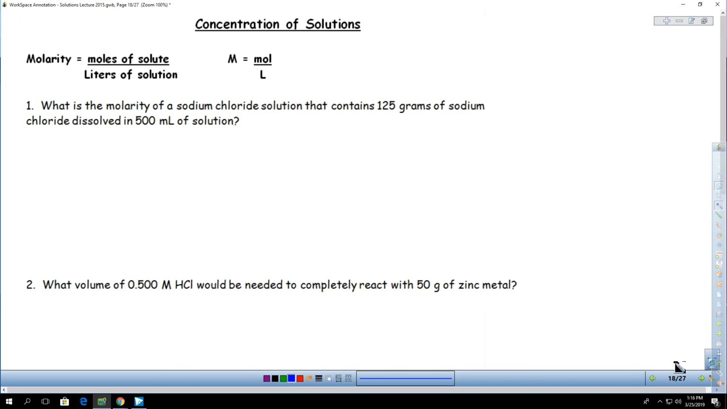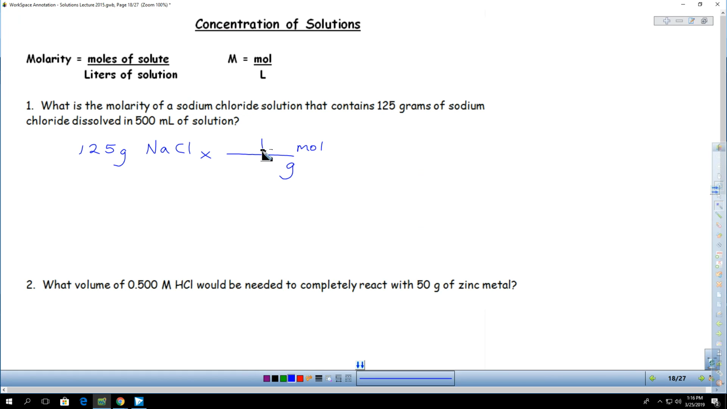So when I see something like number one, and they're asking me to calculate the molarity of a sodium chloride solution that contains 125 grams of sodium chloride dissolved in 500 milliliters of solution, right away I know that I have to get that 125 grams into moles. Step one, take that 125 gram sample. This is sodium chloride. Cancel grams, we need moles.